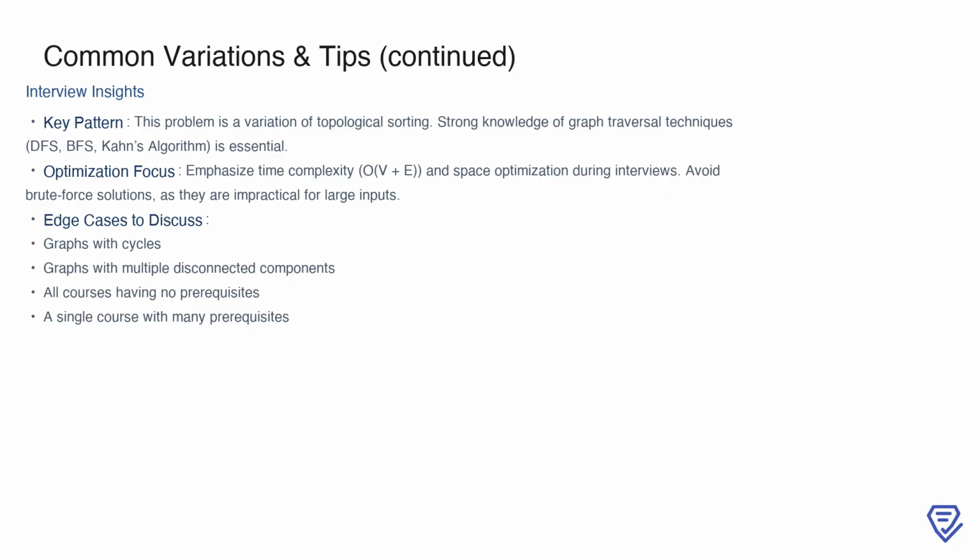During discussions, you should highlight edge cases like graphs with cycles, which indicate that the courses cannot be completed, and graphs with multiple disconnected components, where all components must still be processed. Additionally, consider edge cases such as graphs where no courses have prerequisites, meaning all courses can be taken independently, or scenarios with a single course that has a large number of prerequisites. Addressing these cases demonstrates a comprehensive understanding of the problem and its nuances.